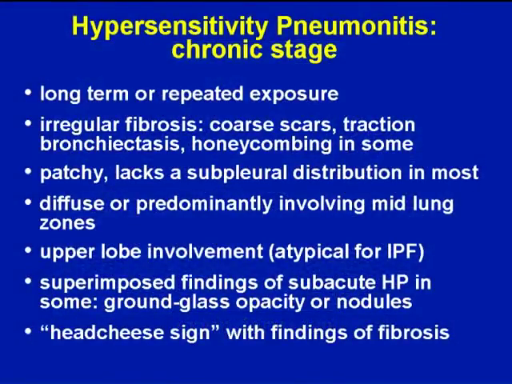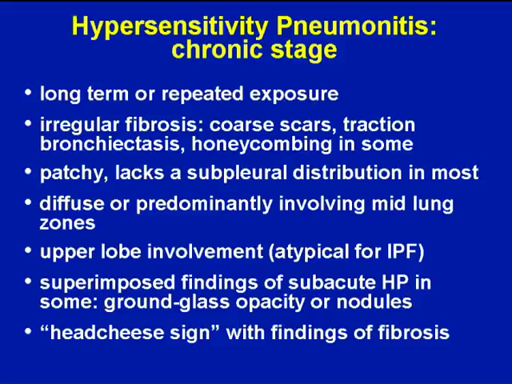Now, how about the chronic stage? Patients who have long-term or repeated exposure develop irregular fibrosis consisting of coarse scars, traction bronchiectasis, and honeycombing in some patients. The fibrosis is patchy, and unlike idiopathic pulmonary fibrosis, it lacks a subpleural distribution most of the time. It is diffuse or predominant in the mid-lung zones, just like the subacute stages. The fibrosis occurs where the active disease is, and that's usually diffusely, or in the mid-lung zones. Again, that's different than the interstitial pneumonias. Upper lobe involvement is quite common, and that would be very atypical for IPF.